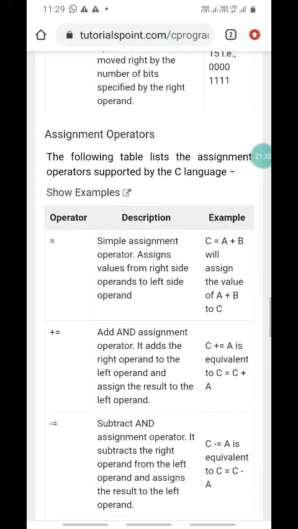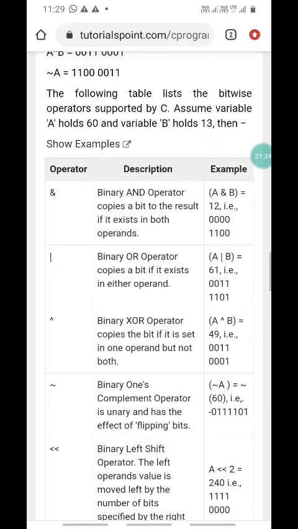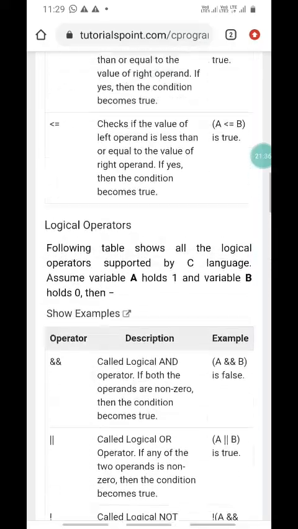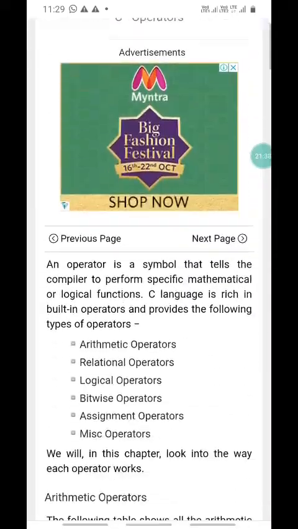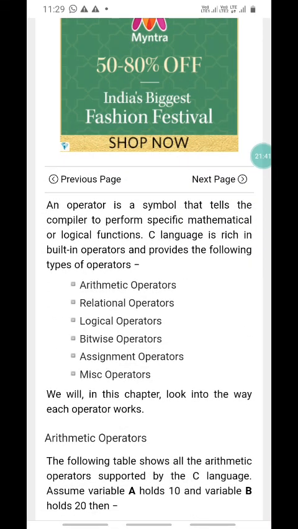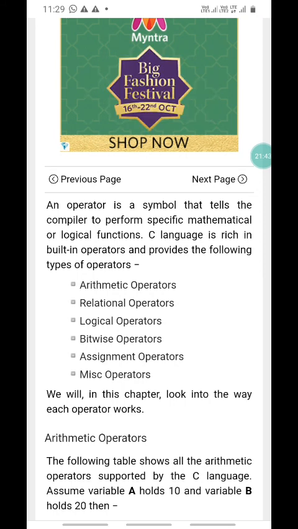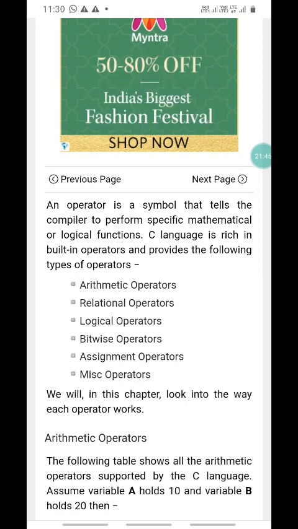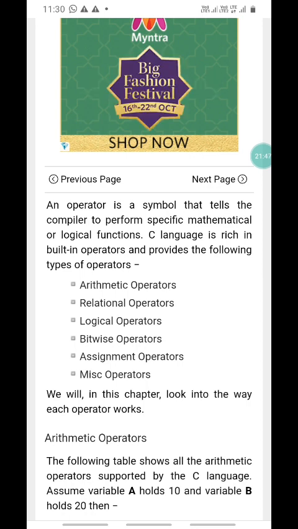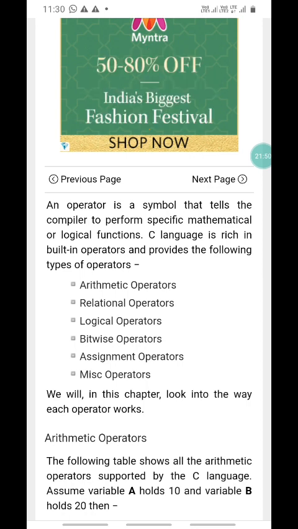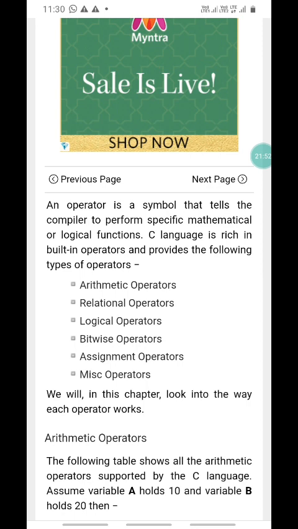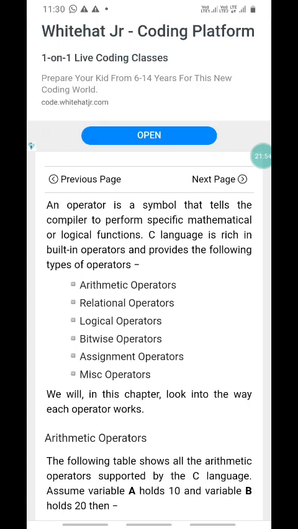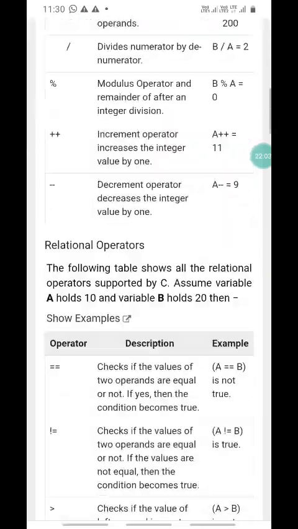If you have any queries regarding the assignment operator, relational operator, arithmetic operator, and miscellaneous operator, please ask me. The two operators, logical and bitwise, we will see in detail in the next lecture. I will give you the notes as well as the video lectures.